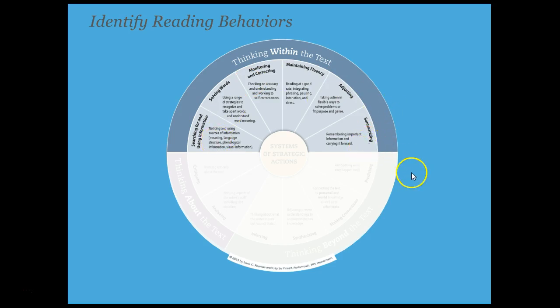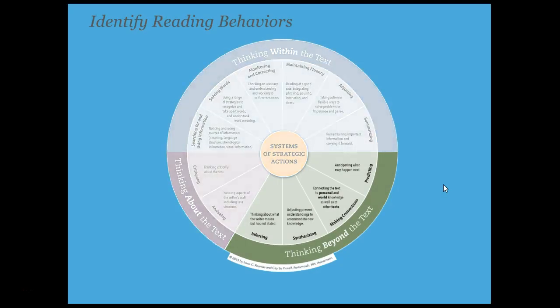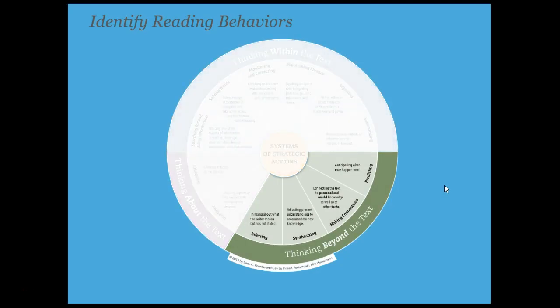So those are the thinking within the text, and this is where most of our K-1-2 kids stay. Doesn't mean that they can't get to these others, but this is where most of their strategic actions are around thinking within the text. So the next ones are thinking beyond the text. This is where we see lots of predicting. They're making predictions at all levels.